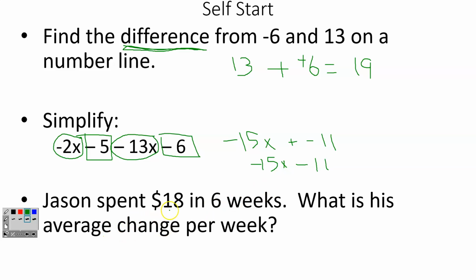Jason spent $18 in 6 weeks. What is his average change per week? Spent would indicate a negative on this one. And the word per means to divide. So I'm going to be doing a -18 divided by a 6, which is going to give me a -3. Or you could say that he spent $3 per week. And that would be okay as well.